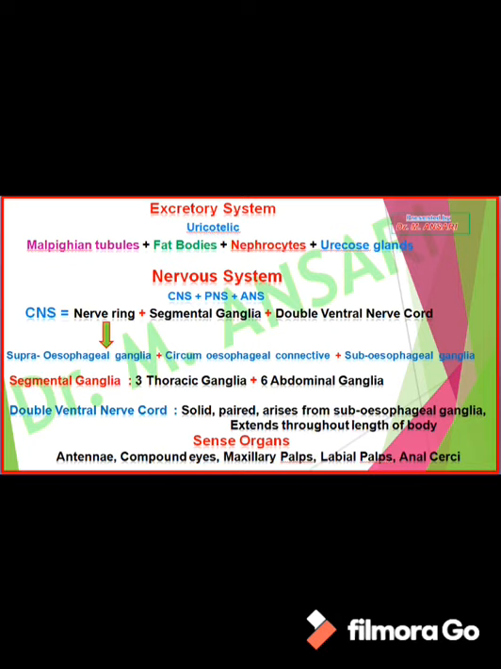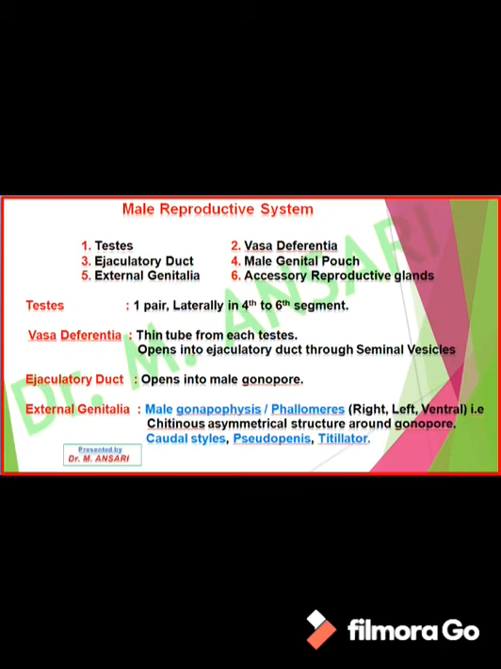The sense organs included in the cockroach are a pair of antennae, a pair of compound eyes, maxillary palps of the maxillae, labial palps of the labium, and anal cerci, which are present on the 10th segment. Cockroach is a unisexual animal, hence the reproductive systems are present separately in male and female.